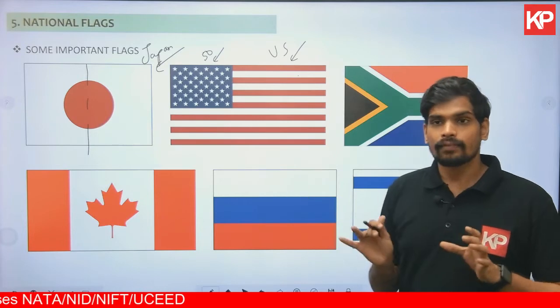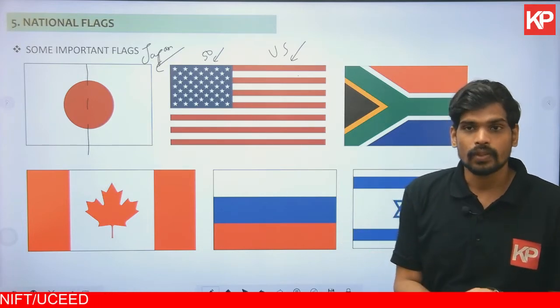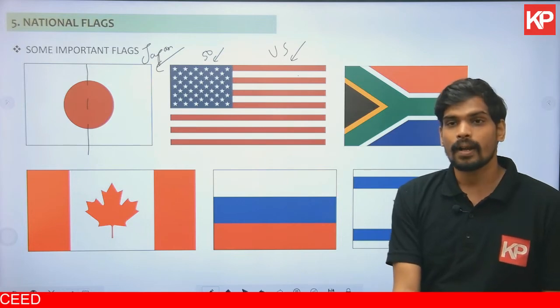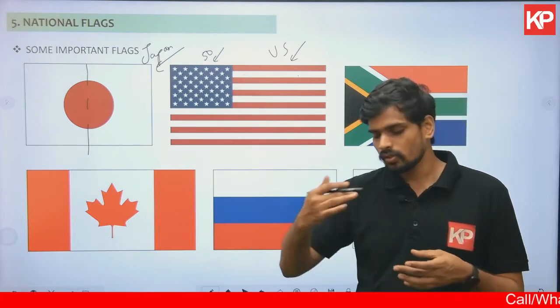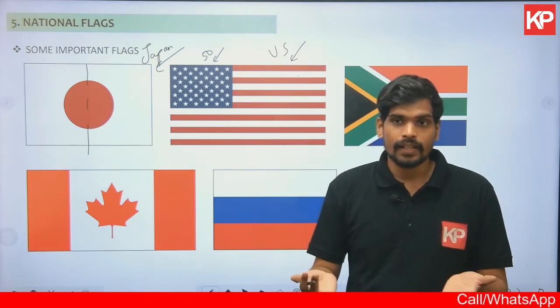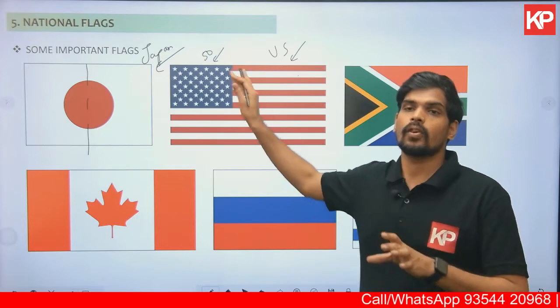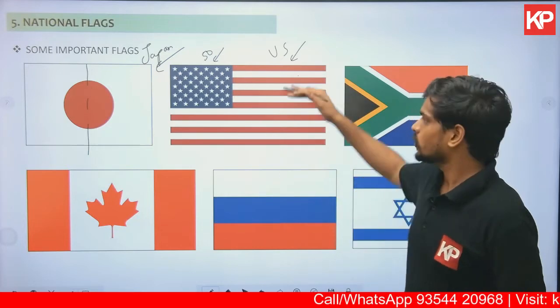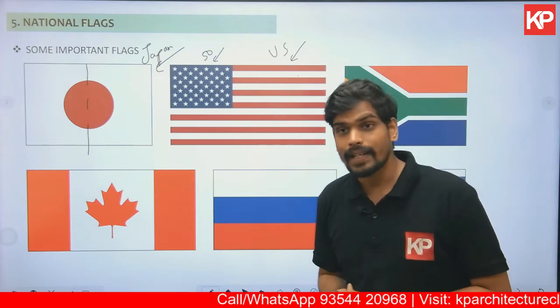So this flag of United States is not constant always. Originally there were only 49. Later, when Hawaii became a part of United States, one more star was added. So if there is a new state added to United States, a new star will be added in this flag. So the number of stars is always the number of states in that country. So 13 lines with 50 stars. This is the flag of United States.